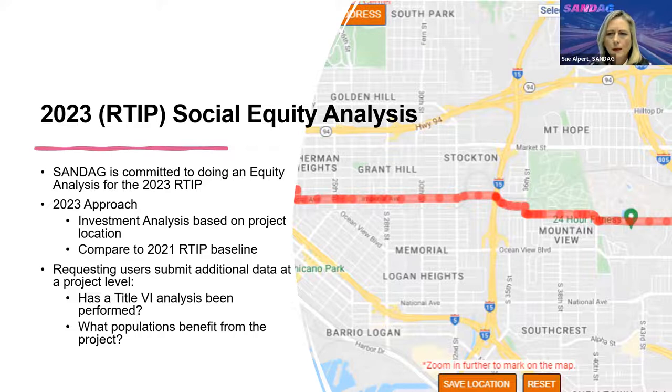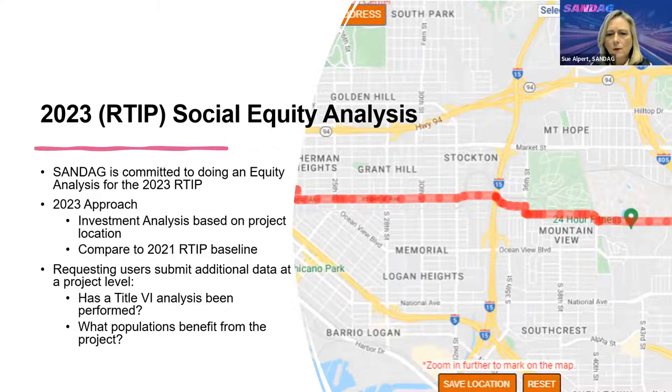So when we presented the 2021 RTIP to this group, SANDAG made a commitment to provide an equity analysis for this next RTIP cycle. Since an equity analysis is not a federal requirement for the RTIP, this is something we needed to figure out how to do. So we've formed a multidiscipline team at SANDAG with programming, planning, diversity and equity, GIS, and modeling staff as part of this team. We began by reviewing what other agencies have done for their TIPs and reviewed the literature to develop a methodology that can be implemented with the data that we currently have available.